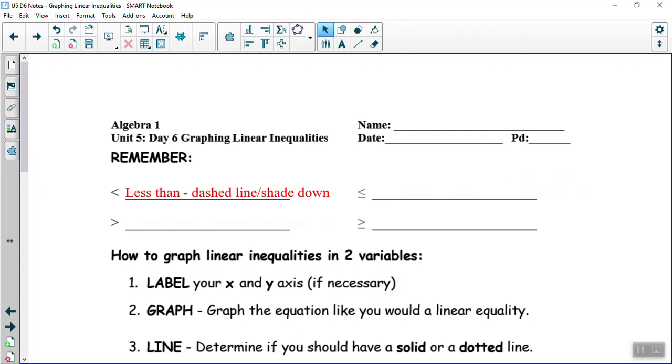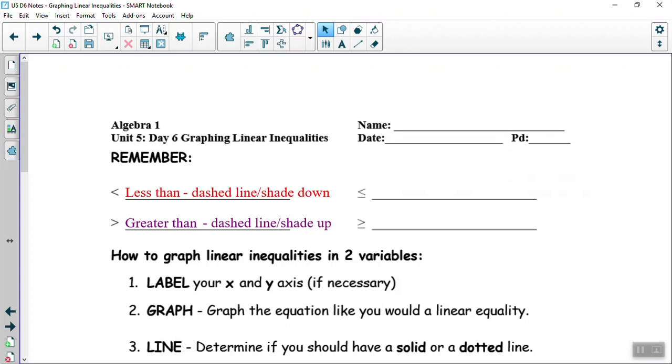All right? This is my greater than symbol. And so again, it would have been an open circle. So we're going to say an open line or a dashed line. And since it's greater than, we're going to shade up. And our equations are always y is greater than or y is less than. So again, when we shade up, it's because we're shading above the line, because everything above that line has a y value greater than the y value on that line.